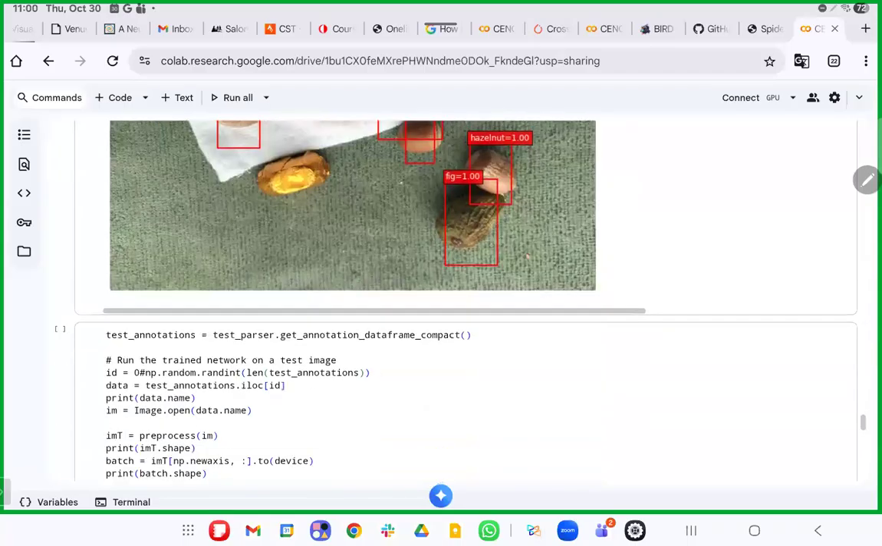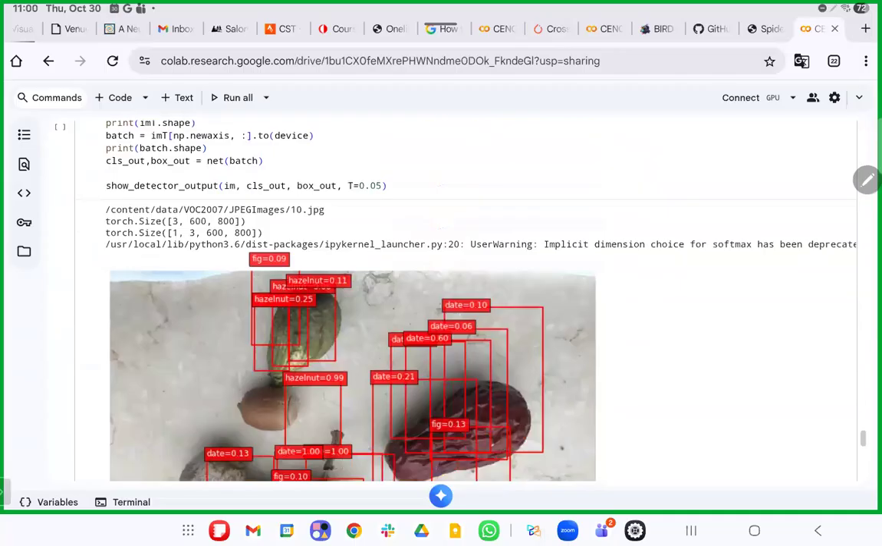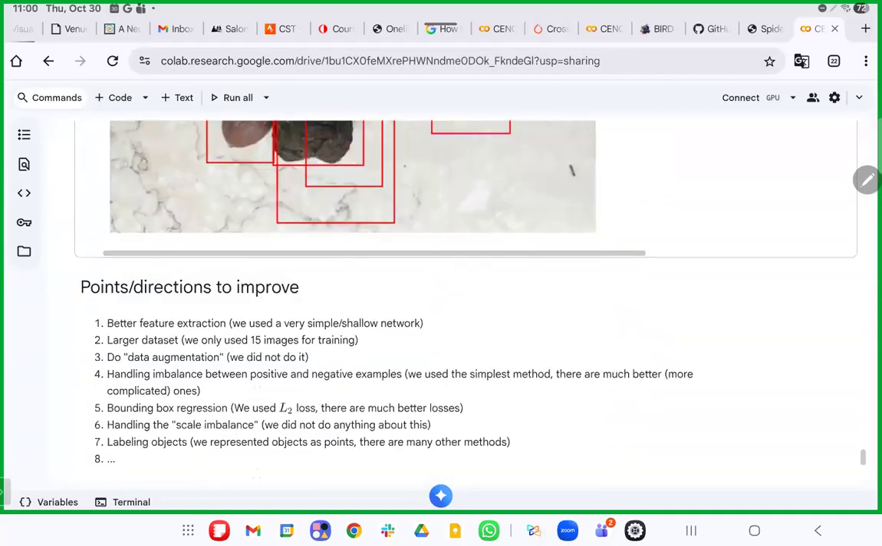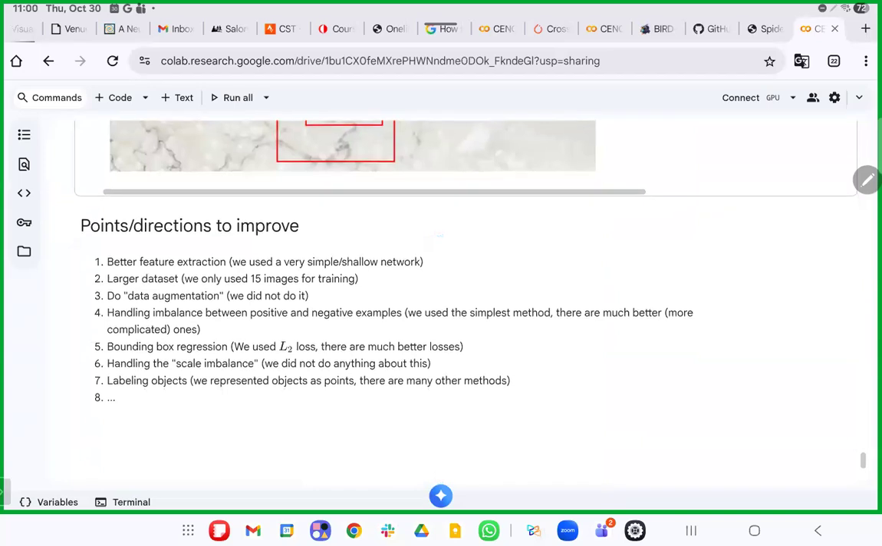Not 100% successful, but it's a reasonable performance. And also I provide some points, directions to improve, because you have lots of directions to improve the object detector. If you are curious, you can check these directions, and maybe you want to implement some of them.